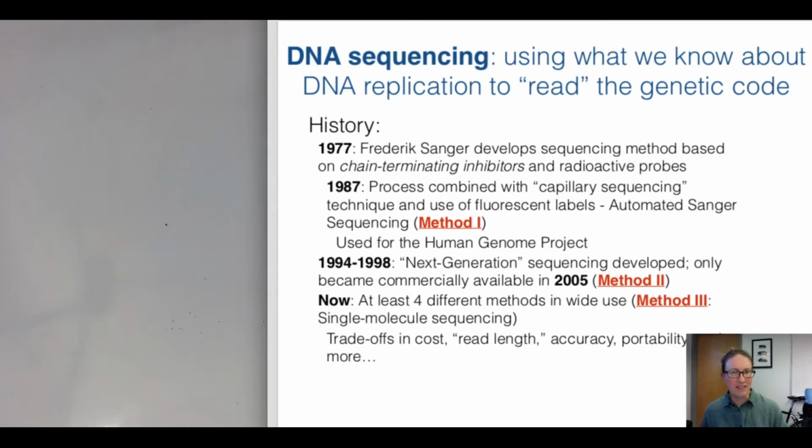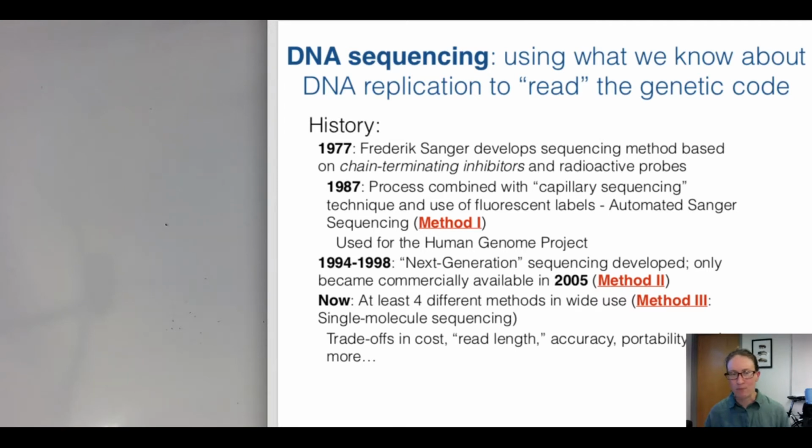And so basically, what DNA sequencing technology does is it uses what we know about the process of DNA replication and harnesses that to read the genetic code. So we know exactly what the sequence of A, T, C, and Gs are in whatever organism is of interest.